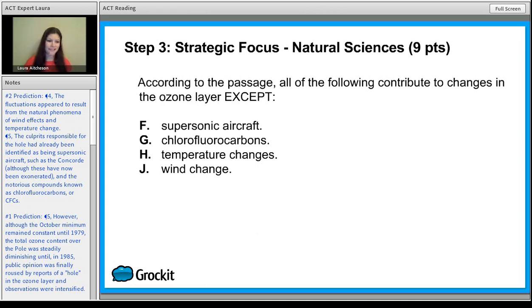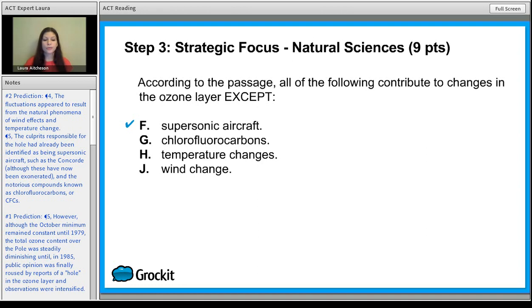So they personified supersonic aircraft. It's not like we put them on trial or anything, but exonerated means to relieve of guilt. So if an inmate is exonerated, it means that they're found not guilty and then set free. So the supersonic aircraft, they are not the culprit. So that is actually the answer.